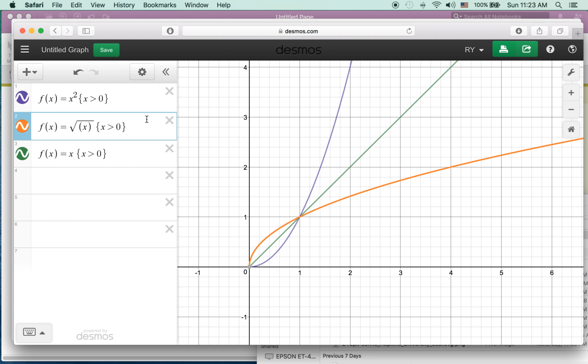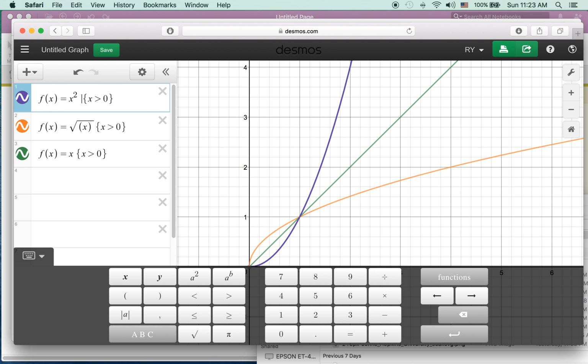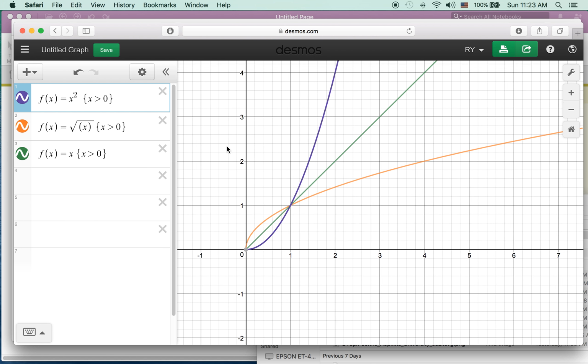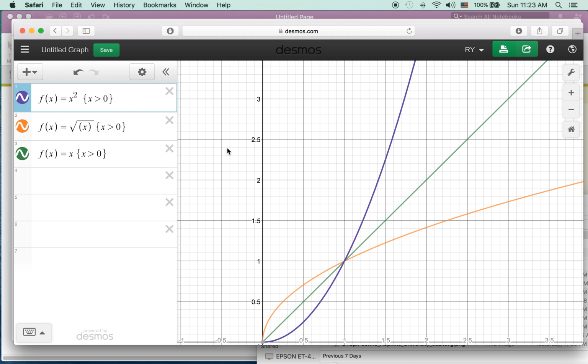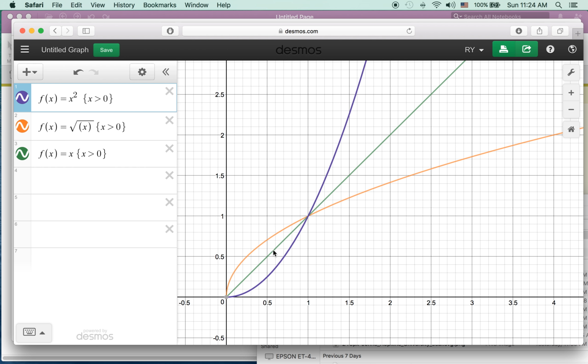Okay, so we're talking about quadratic functions and their inverses. The inverse of a quadratic is the square root function. So in purple we have the positive domain of a quadratic function. In orange we have the complete domain of the square root function, and in green we have y equals x. So the purple one is x squared, the orange one is the square root of x, and the green one is y equals x. So you can see they're completely symmetric.